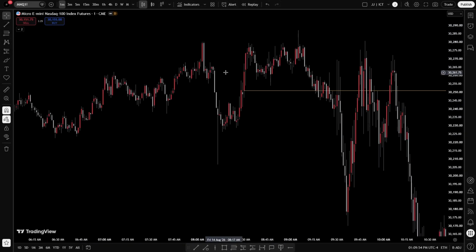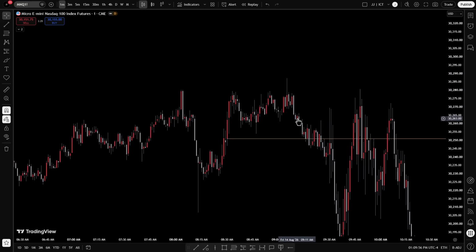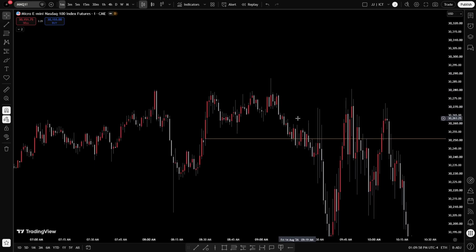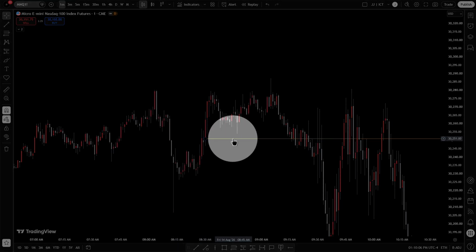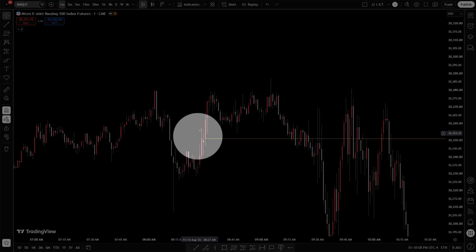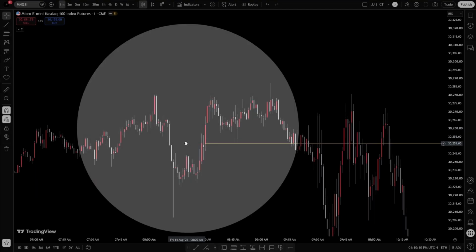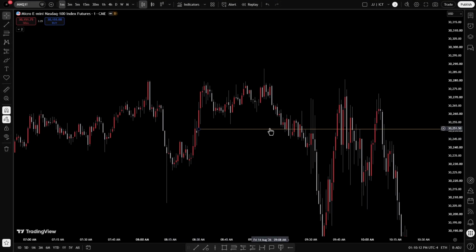Now, normally, the textbook version of a power of three interpretation with opening prices is you would see the accumulation normally occur right at the opening price, literally in the same area, parameter, distance, or proximity, whatever you want to say.